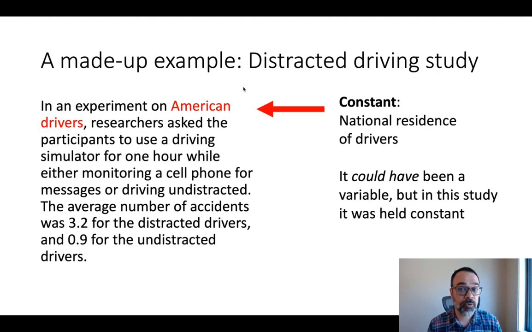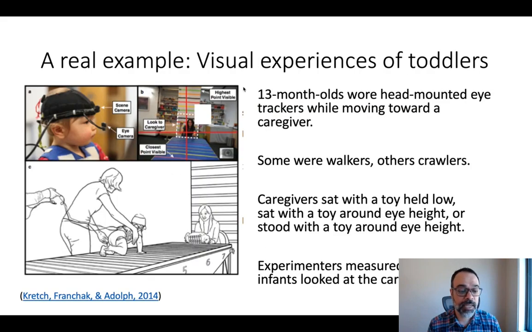This one's now from a real research study. This one's a little bit more complicated, but I think it's kind of a fun one. This is from a study of the visual experience of toddlers. So as background, an important question in studying infant development is how kids' visual experience of the world shapes their learning. In particular, kids who have different kinds of mobility, walking versus crawling, will have different visual experiences. So this was a study that was designed to study that.